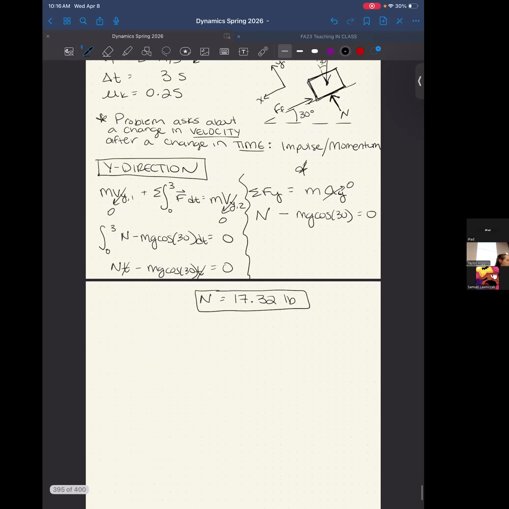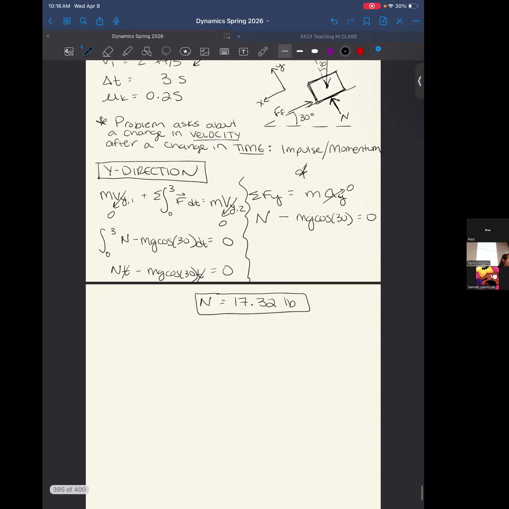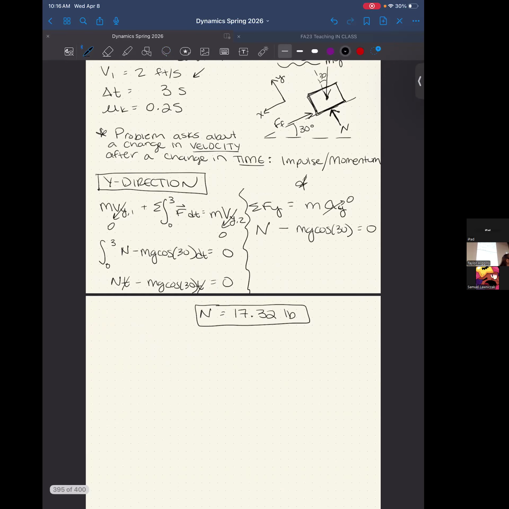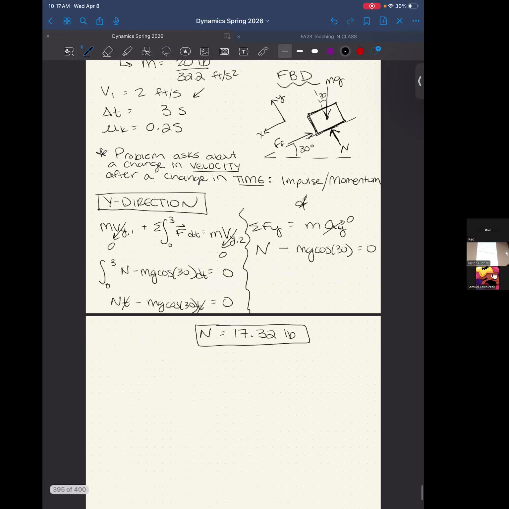Okay, so that's the y direction that helps us solve for the normal force, which we'll need in order to fully understand our friction force in the x direction. So it was a good idea to start with the y direction.